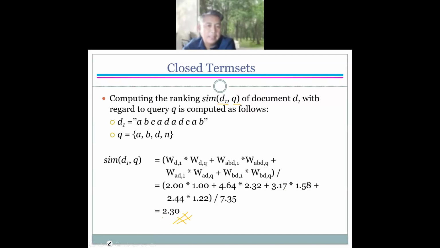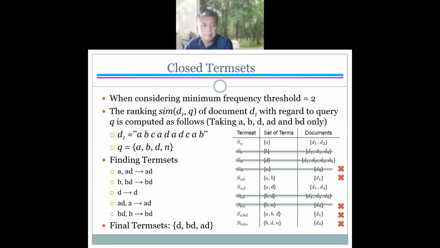But still we managed to find the similarity. So this is based on the frequent term set and also based on closed term set. First, we reduce the number of elements by looking at the frequent term set depending on the threshold. And the second one is that we only include the closed term set. So we will ignore the remaining.